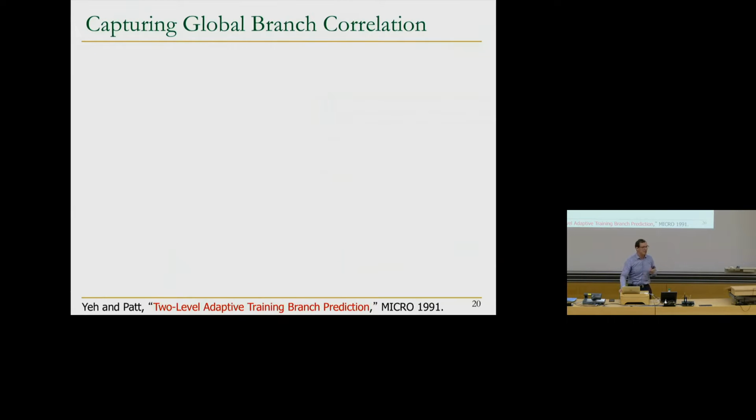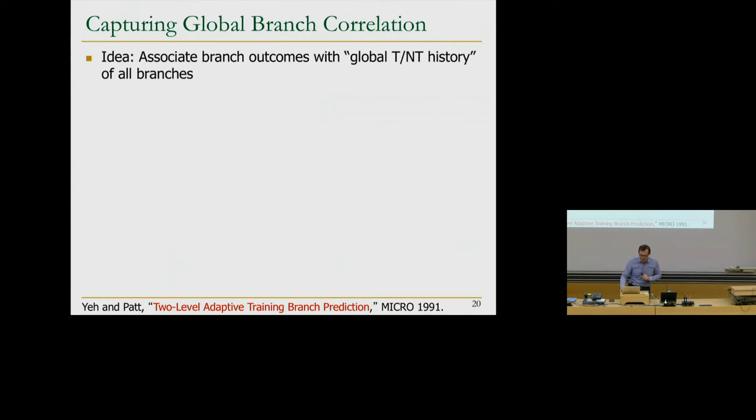So how do you capture global branch correlation? This is a real example. There are many, many other real examples. So the idea is very simple, actually. We want to associate branch outcomes with the global taken, not taken history of all branches. So we're going to keep a history of taken, not taken behavior of some number of branches.